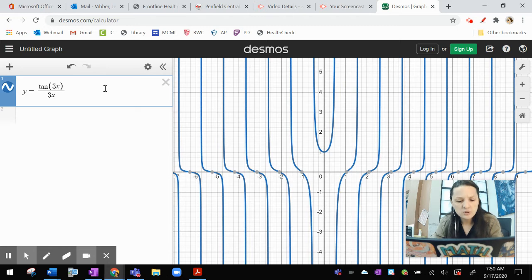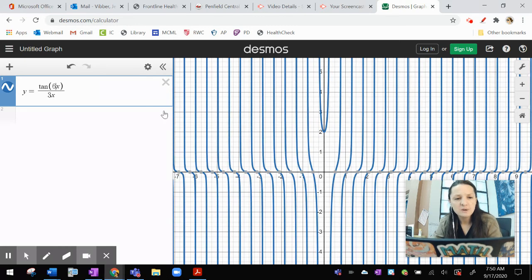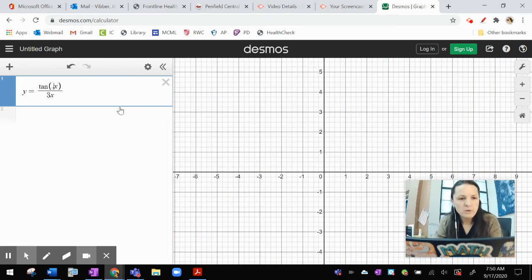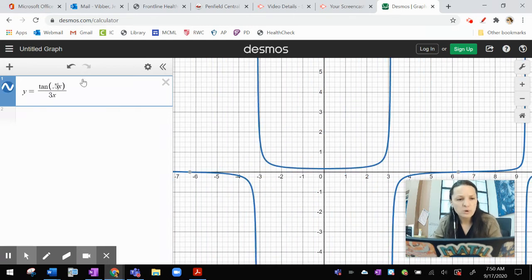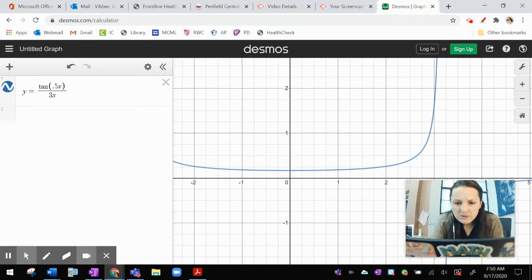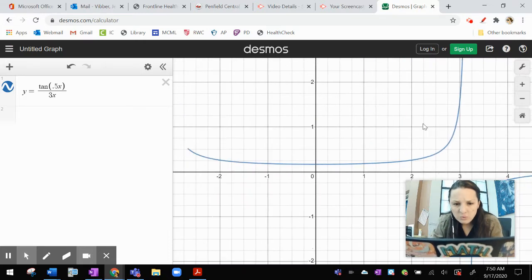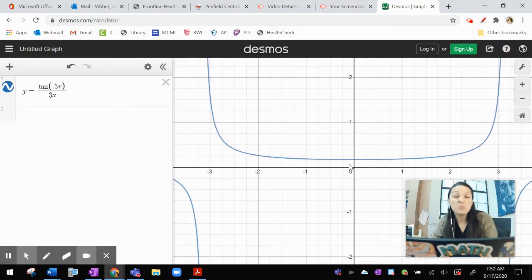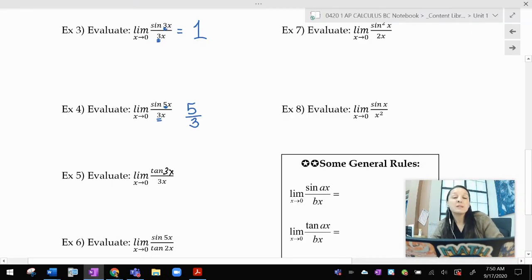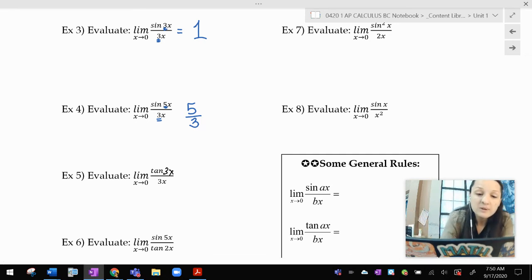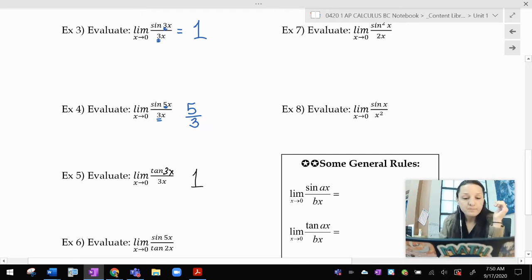Well, let's try to change this. What if this was tan 6x over 3? That one goes to 2. What if I did like tan of 0.5x over 3x? Okay, where does that go? That kind of looks like it goes toward, I don't know, maybe 1/6. Tangent does the same thing that sine does. So if you have tan ax over bx, it's just the ratio of the coefficients. So tan 3x over 3x also goes to 1.